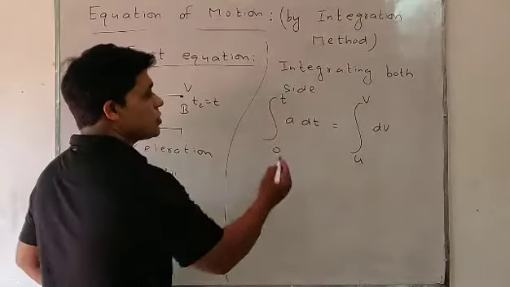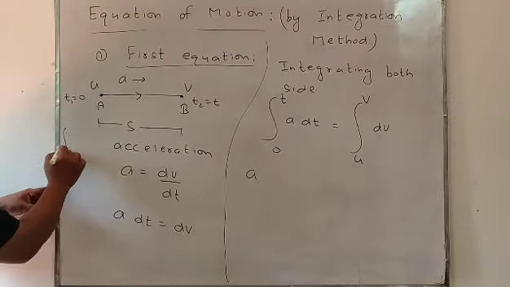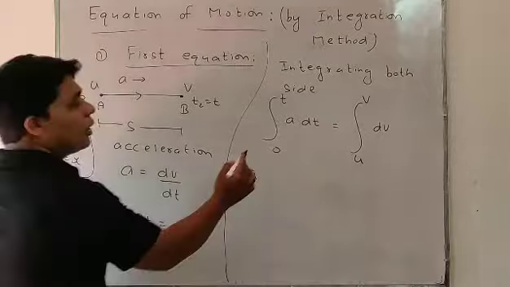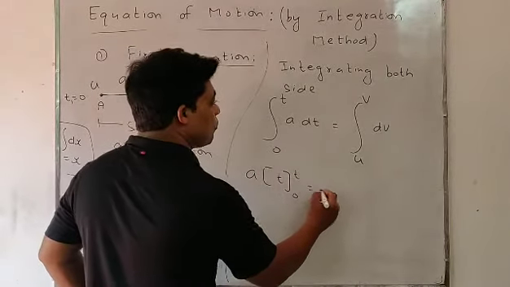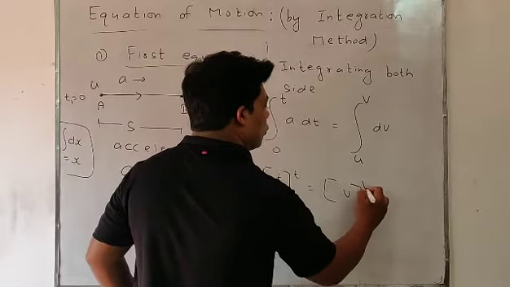Now students, a is constant so it comes outside, and we know the first formula: integration of dx is x. On account of that, integration of dt is t, with limit 0 to t. Integration of dv is v, with limit u to v.